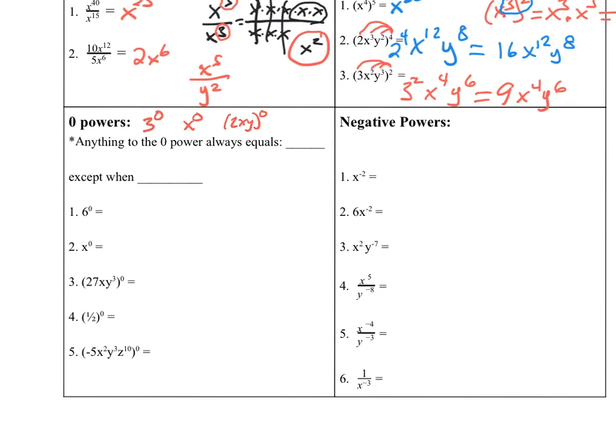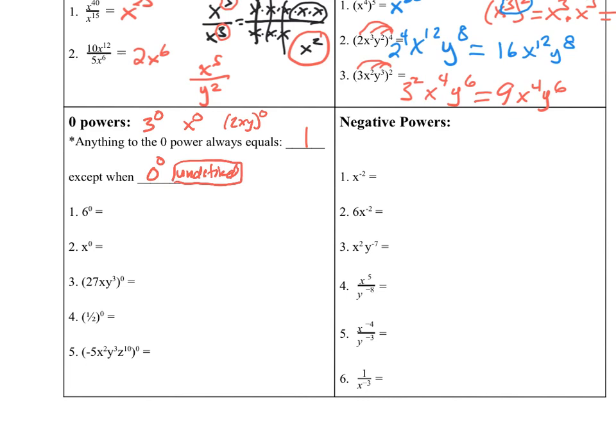And the rule is really simple. Anything to the 0 power always equals 1. Okay? So 3 to the 0 would be 1. x to the 0 would be 1. 2xy to the 0 would be 1. The only time this doesn't work is when it's 0 to the 0. That's undefined. Okay? So 0 to the 0 power doesn't make sense.